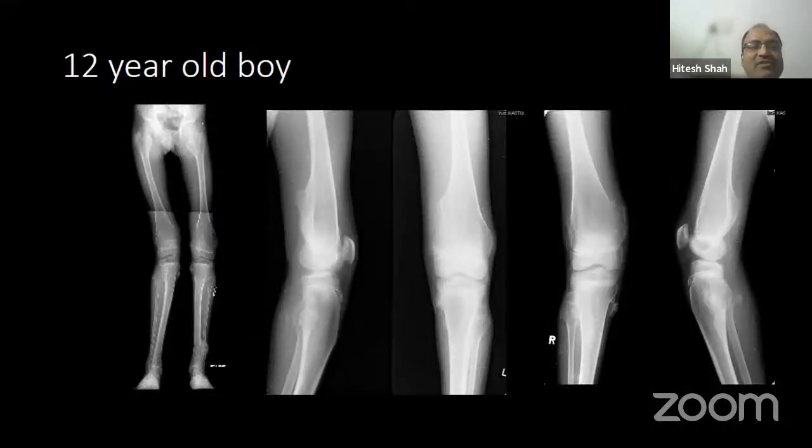This is about another patient, a 12-year-old boy who presents with this. Can anybody figure out what is happening to both lower limbs? What deformity is it called?